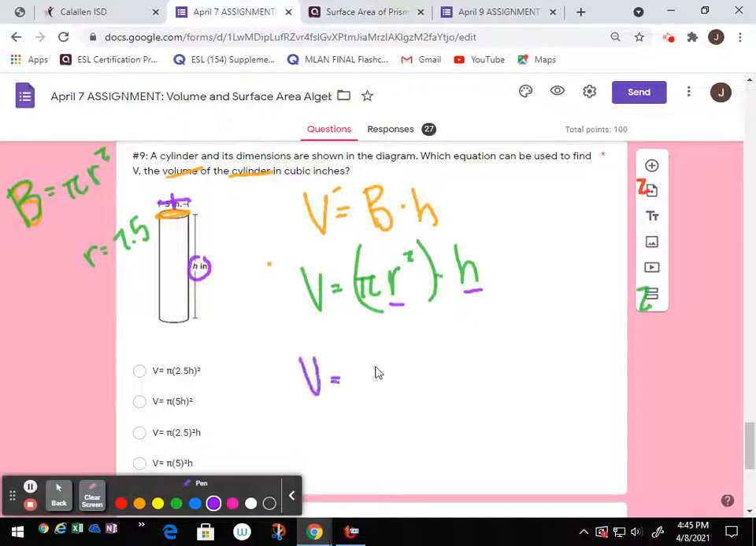All right, so all we have to do now is plug in our radius into our formula. So we have V is equal to pi times 2.5 squared times the height. We're leaving the height the same because when we look at our cylinder, it doesn't give us a height, okay? So all we're looking for is this right here, which we can see is answer choice C.